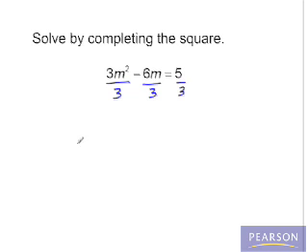So dividing out, we have 1m squared. Negative 6m over 3 is a negative 2m. I'm going to leave a space, and that is equal to 5/3.